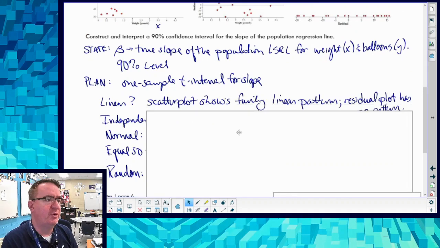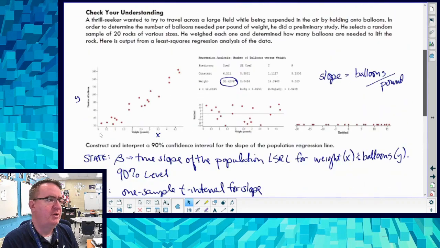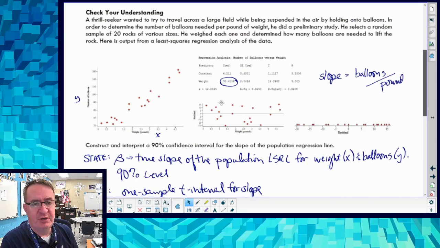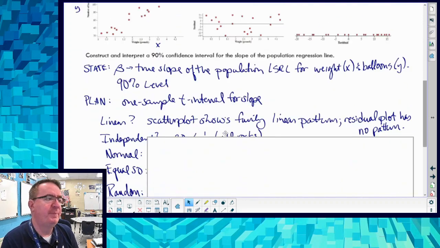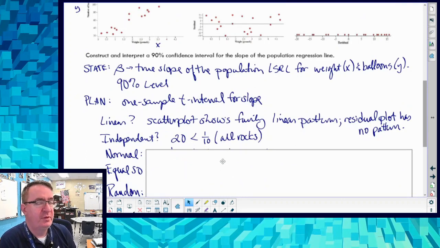So for the linear condition, we're going to look at the scatter plot. The scatter plot shows a fairly linear pattern. Okay, so if I go up here, yeah, that's pretty linear. The other thing you still need to do is look at the residual plot to make sure it's not getting narrow or that you don't see some bow in here that would seem to say it's quadratic or exponential. So we're good there.